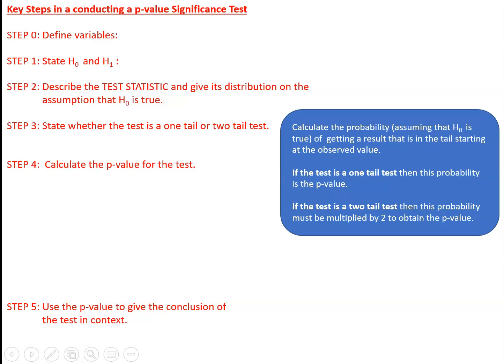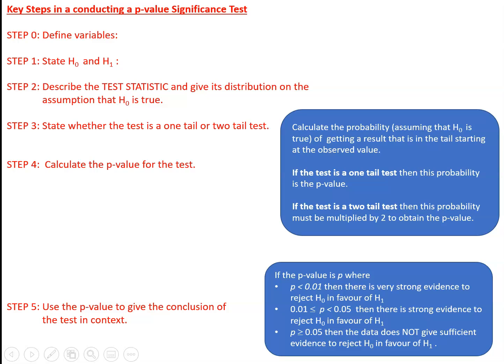And the final step is to use the p-value to give the conclusion of the test in context. If the p-value is less than 0.01, then there is very strong evidence to reject the null hypothesis in favour of the alternative hypothesis. If the p-value is between 0.01 and 0.05, then there is strong evidence to reject the null hypothesis in favour of the alternative hypothesis. But if the p-value is greater than 0.05, then the data does not give sufficient evidence to reject the null hypothesis in favour of the alternative hypothesis.